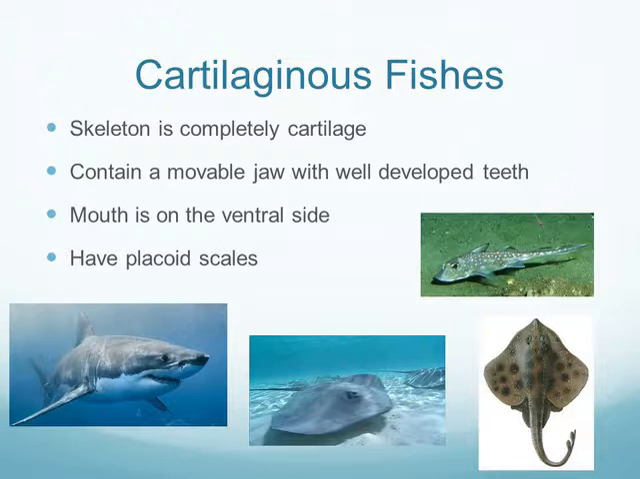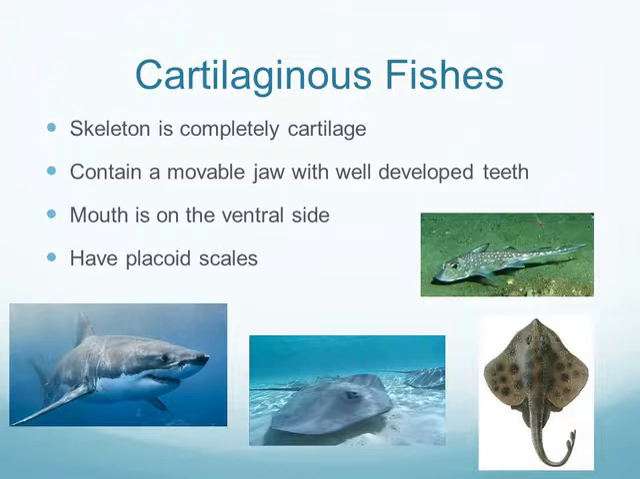Anyways, the next type of fish are cartilaginous fishes. So these types of fishes have their skeleton made completely out of cartilage. And so they don't have any calcium carbonate bones like we do. They have a movable jaw, and they have well-developed teeth. So for instance, your shark has some pretty razor sharp teeth, and should not be messed with.